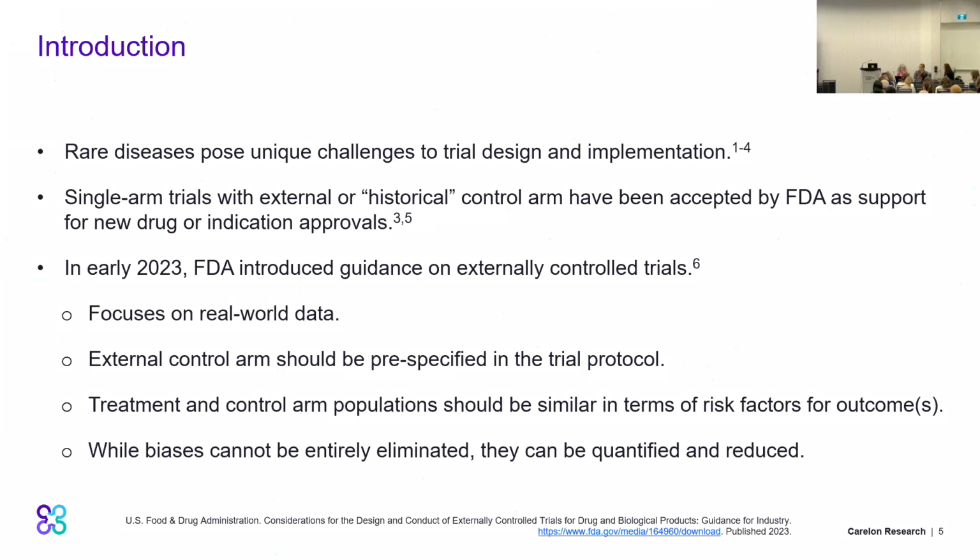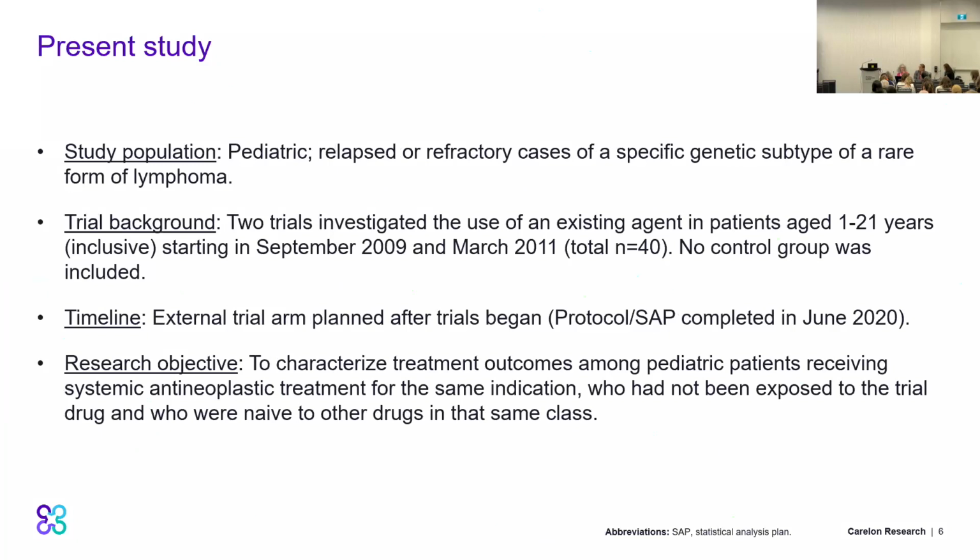Our study focused on pediatric relapsed or refractory cases of a specific genetic subtype of a rare form of lymphoma. And we constructed an external control arm using real world data for 2 clinical trials that began in 2009 and 2011. Those trials were exploring the use of an existing agent for this indication in pediatric patients and had no comparator groups or control group.